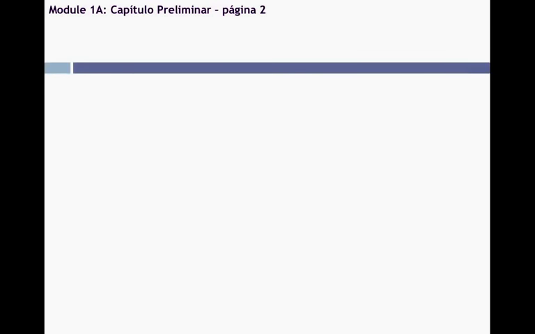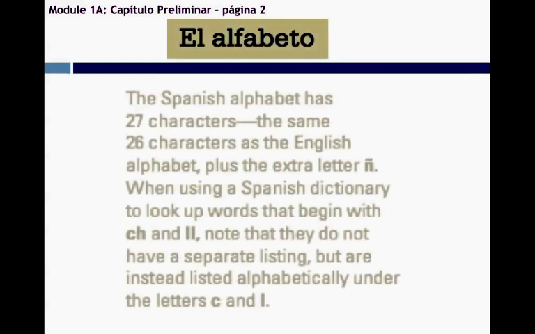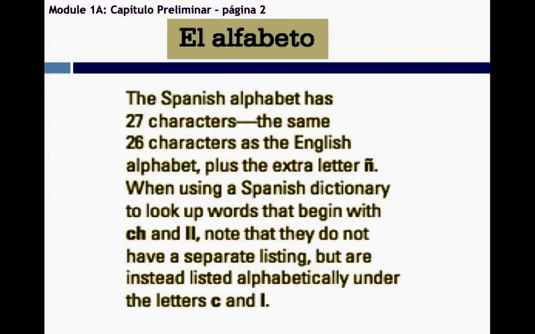Here we go. El alfabeto. Keep in mind that the Spanish alphabet has 27 characters, the same 26 characters as the English alphabet, plus the extra letter Ñ, which is an N with a tilde at the top. It's kind of like a lazy S lying on its side up above.